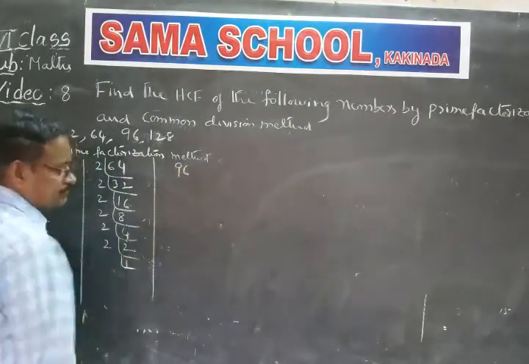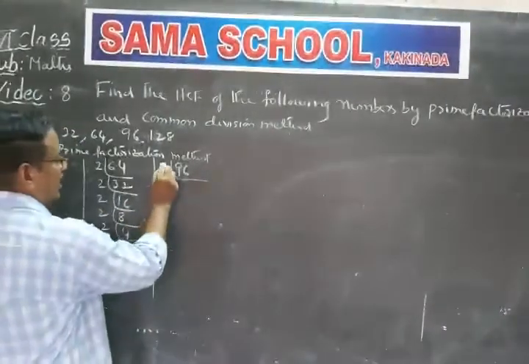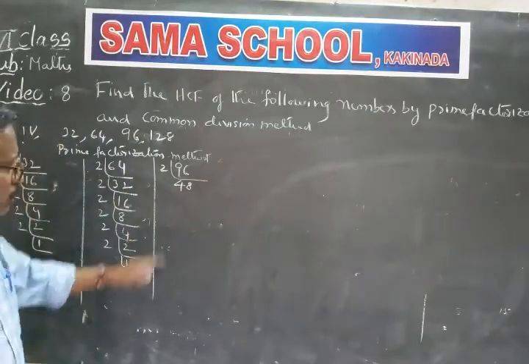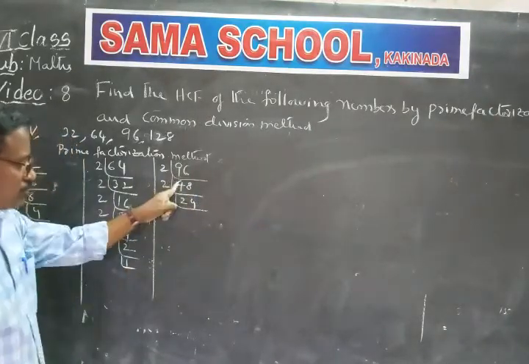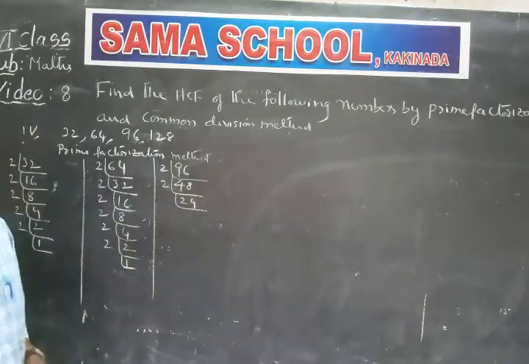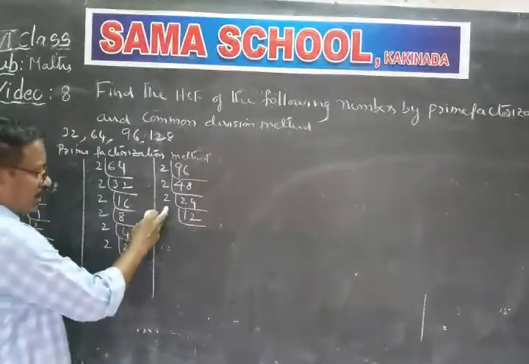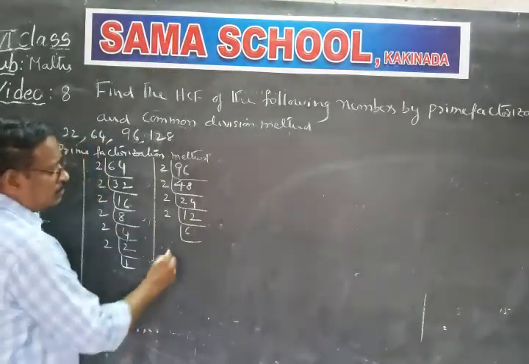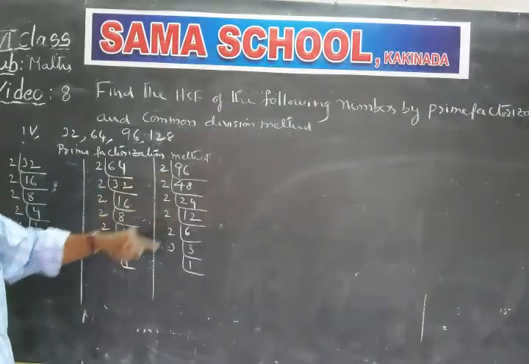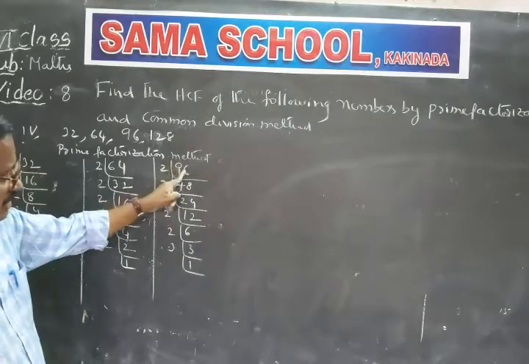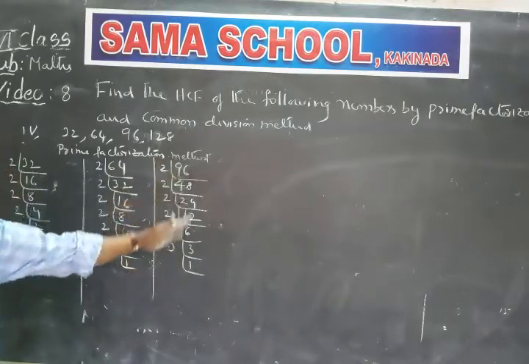Again 96. In this prime factorization method, the least prime number, 2, is divisible. 2 48s are 96. 2 24s are 48, 2 12s are 24, 2 6s are 12, 2 3s are 6, 2 1s are 2. This is the prime factorization of 96.